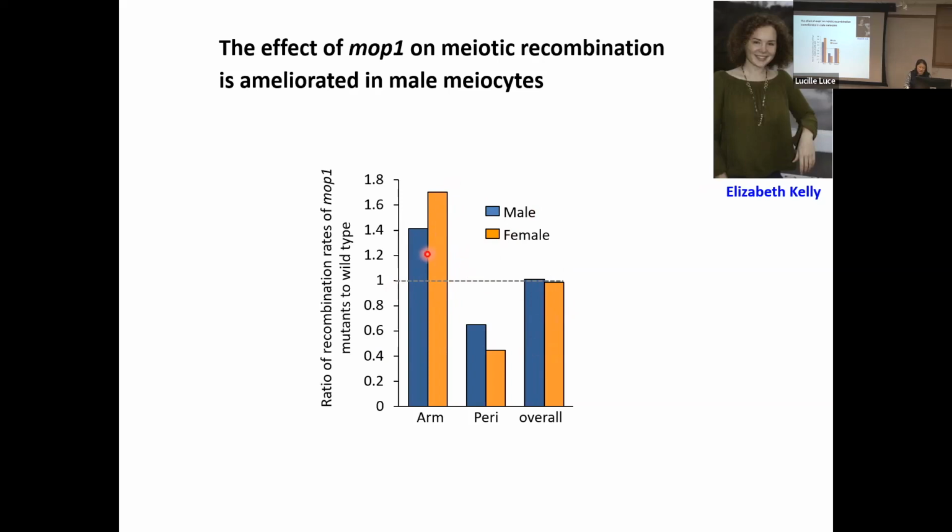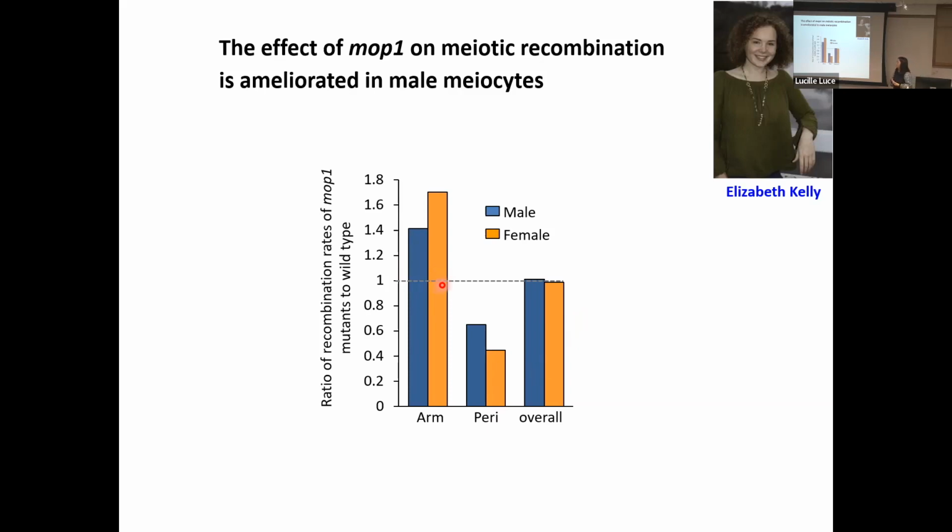However, if you separate the chromosomes into chromosome arm and pericentromeric region and compare the wild type and the mutant, you will find that in the mutant, recombination got a larger increase in the female and a larger decrease in the pericentromeric region. So this data is pretty preliminary.